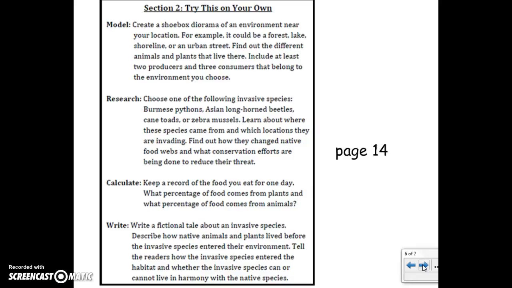Write. Write a fictional tale about an invasive species. Describe how native animals and plants lived before the invasive species entered their environment. Tell the readers how the invasive species entered the habitat and whether the invasive species can or cannot live in harmony with the native species.